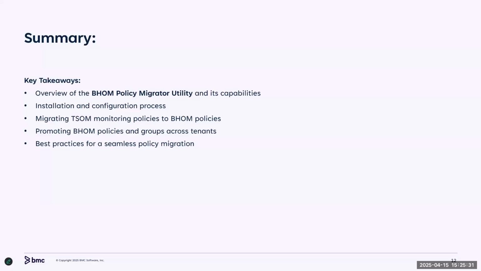We have discussed the overview of the BHOM Policy Migrator utility and its capabilities. We have also discussed the installation and the configuration process. We have migrated a policy from TrueSight to BHOM, covered promotion of the policies and groups across tenants, and the best practices for a seamless policy migration. And if you are interested in where to get the utility from, we have mentioned the community link to download the utility.